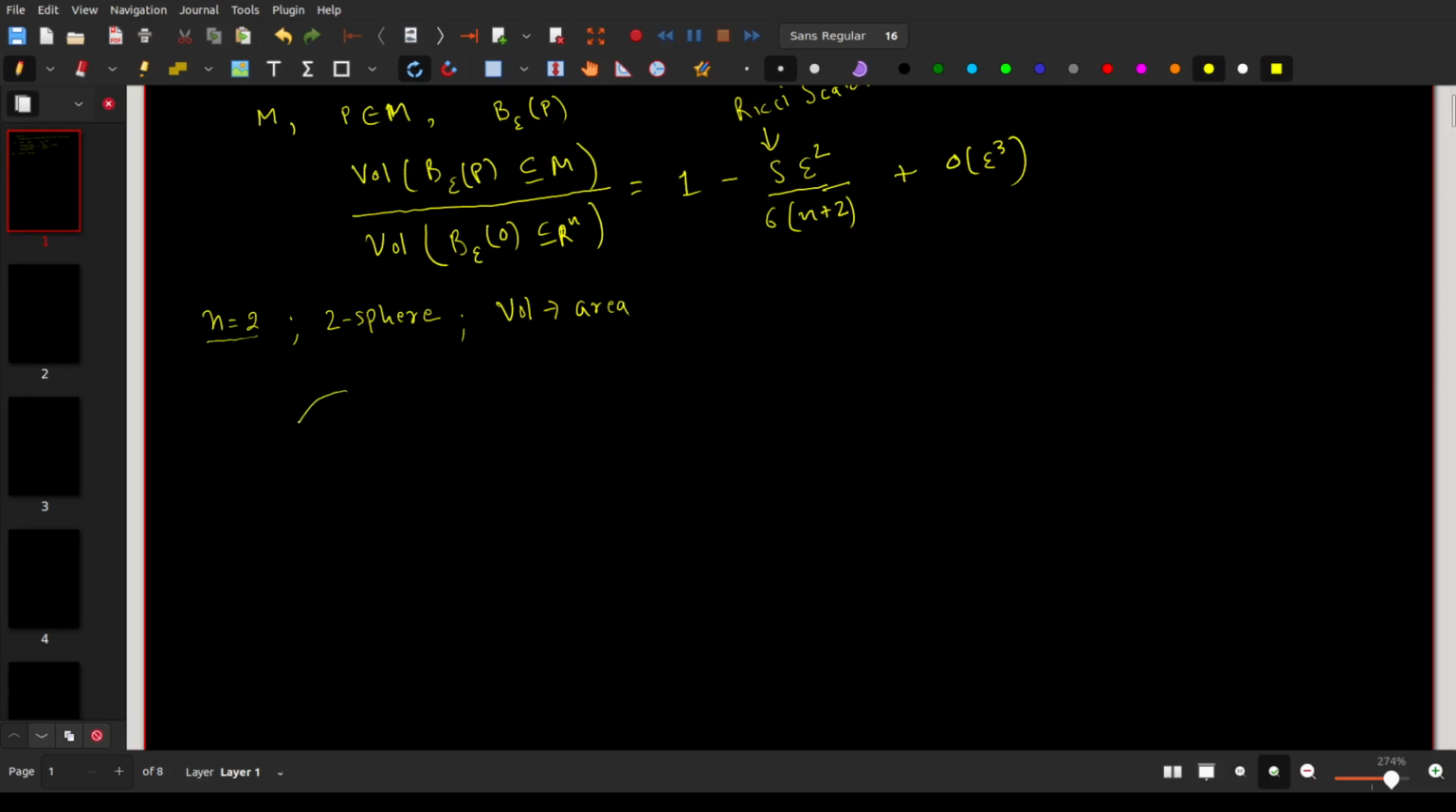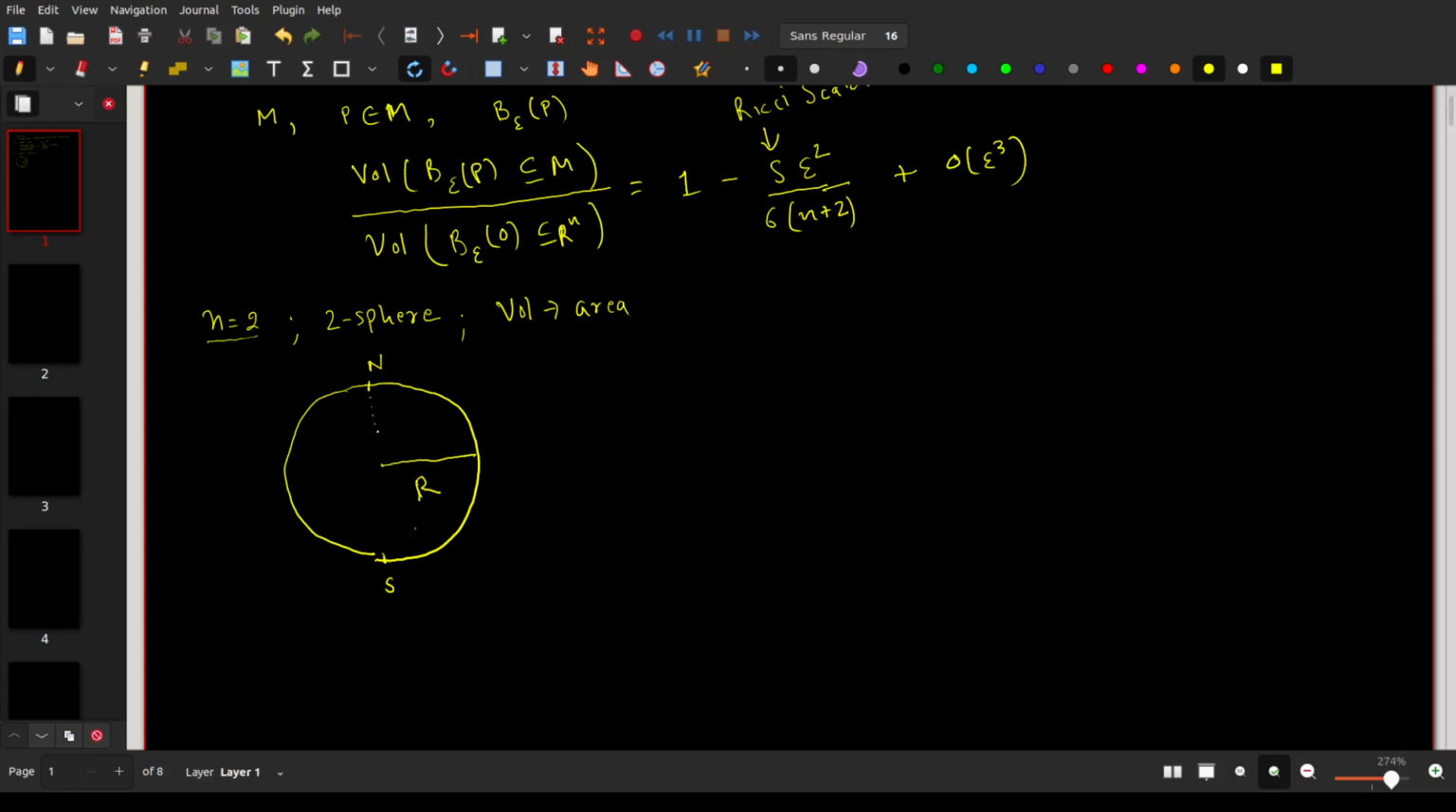suppose this is our sphere, of radius capital R. This is North Pole, this is South Pole. Now the metric of this sphere is homogeneous. It's the same everywhere, so we can calculate Ricci scalar at any point on this sphere. So let us suppose we take our point to be North Pole.